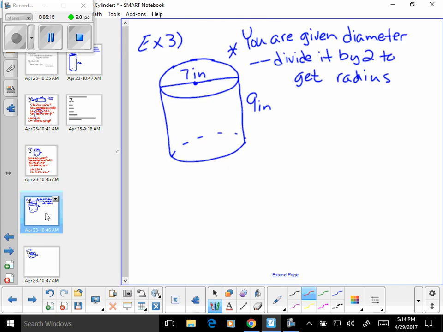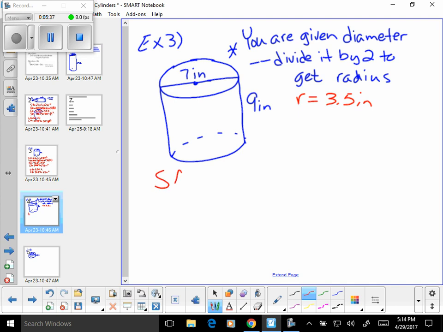Now in example 3, you've got to be careful. Always look at what you're given. In example 3, you will notice that they actually give you the diameter. So when I put it into the formula, I have got to divide it by 2. My radius here is not 7 inches, my radius here is 3.5 inches.